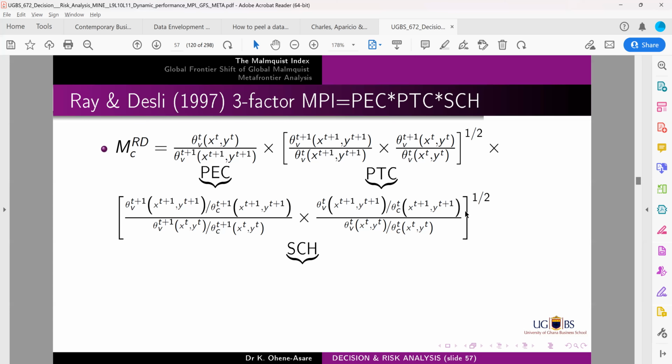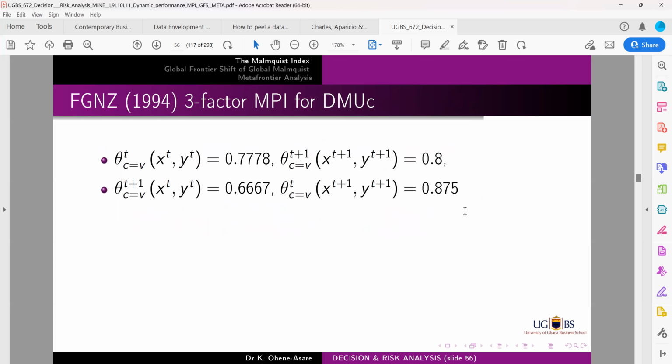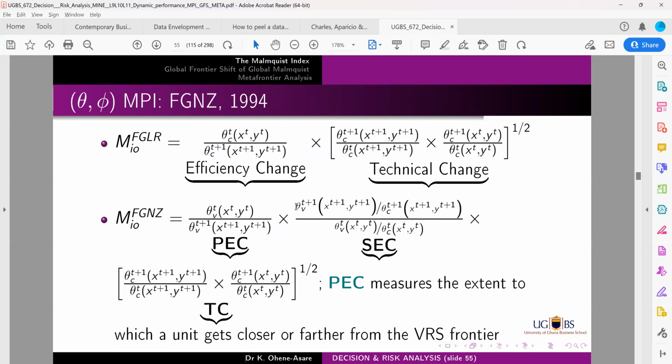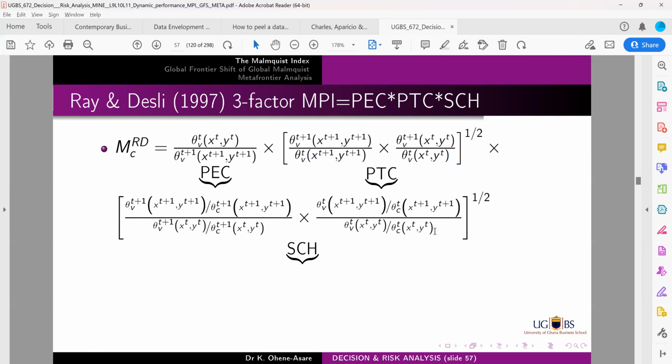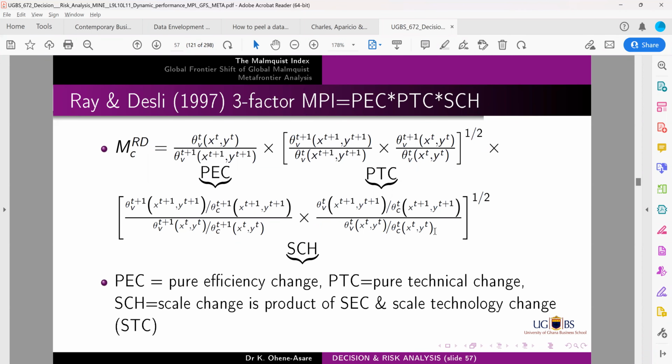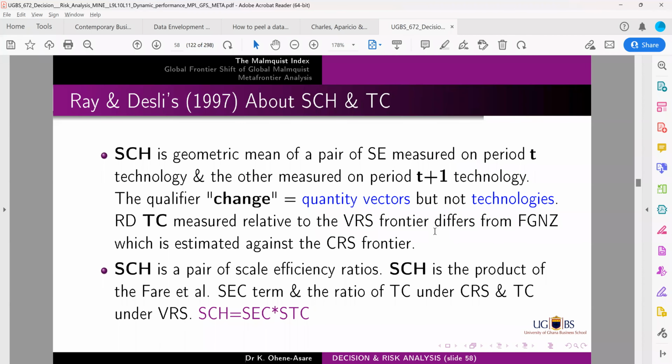But not so under the scale efficiency change for the Färe-Grosskopf-Norris-Zhang decomposition. You will notice that in the Färe-Grosskopf-Norris-Zhang decomposition, the scale efficiency change is not raised to the power half, but that of Ray and Desli is raised to the power half. So those are some of the differences that you want to take note of. It has 4 different efficiency scores and then raised to the power half. When you substitute all of them, you are going to get something very real.